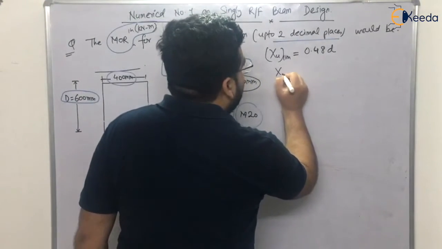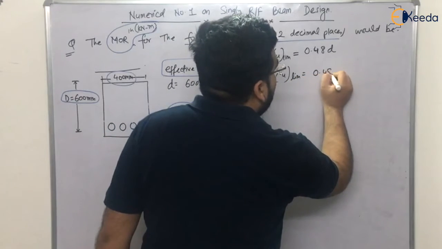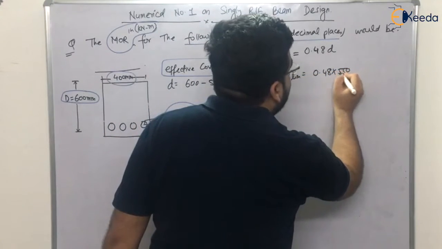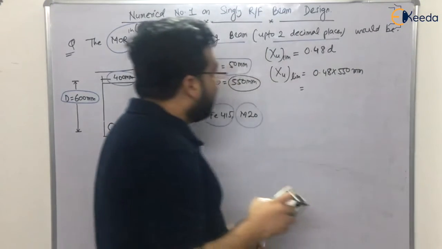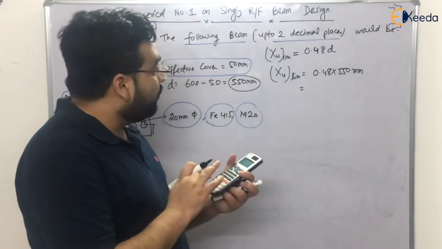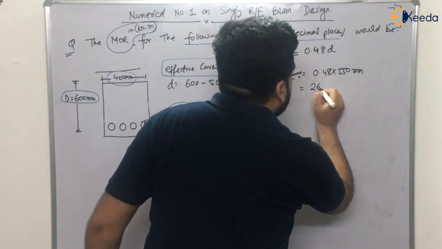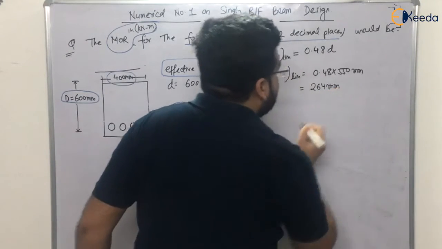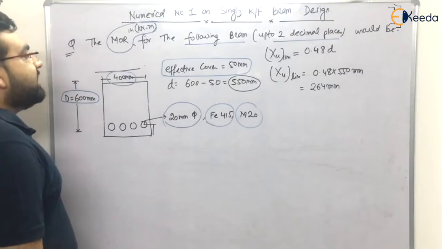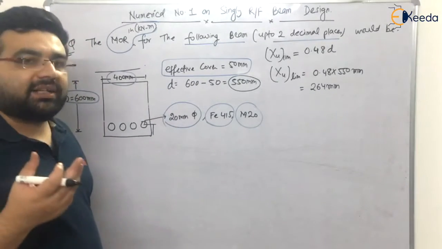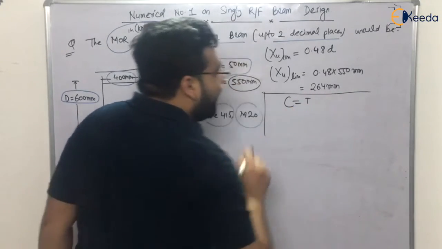So XU limiting comes out to be 0.48 into 550 mm. 550 into 0.48 comes out to be 264 mm. Simple. Okay? Now the second thing is we have to determine the actual neutral axis. How is the neutral axis determined? By the condition of static equilibrium.